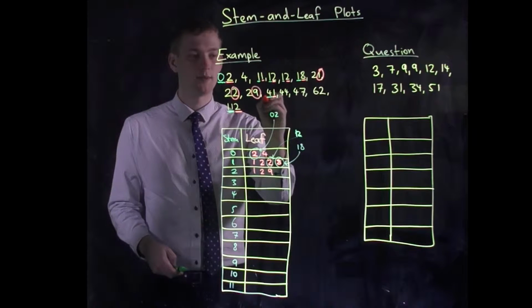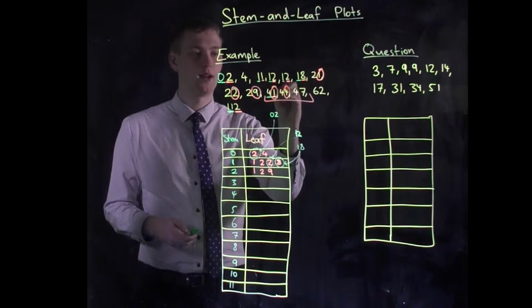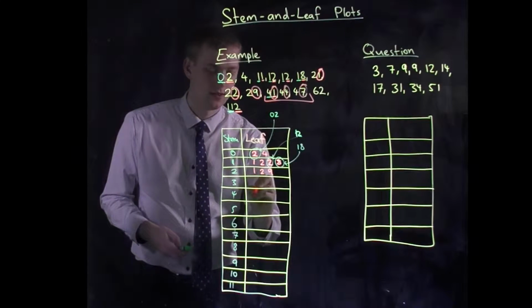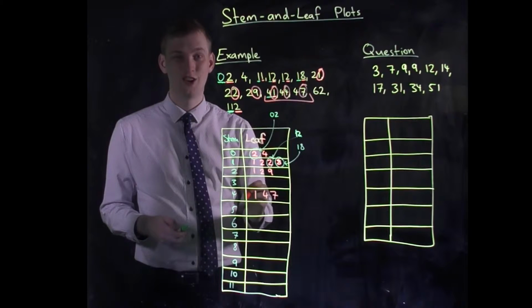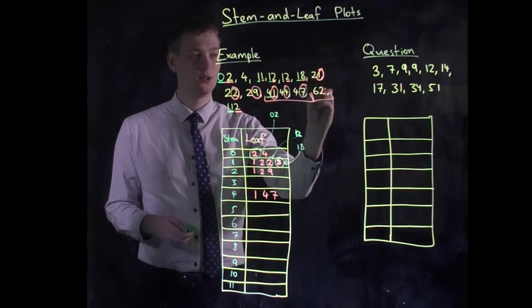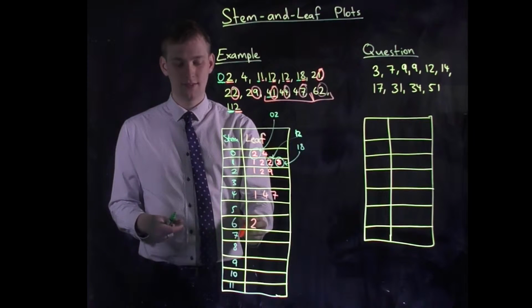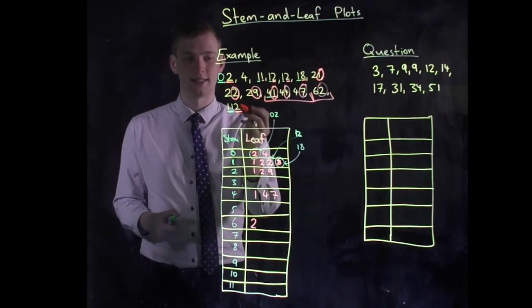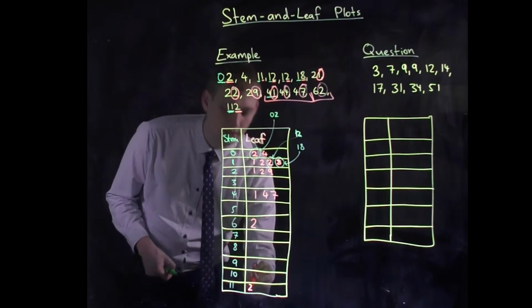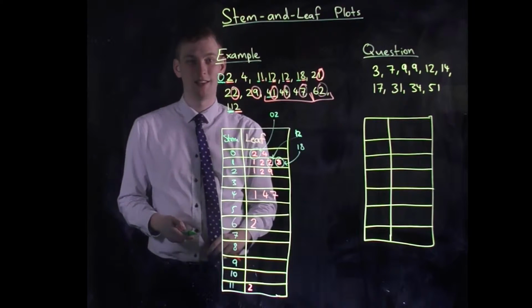We go into our 4s, and all of these have a stem of 4. And we're going to take the leaves of 1, 4, and 7. Again, no 5s, but we have the 62. We're going to take the leaf of 2. Then we have no 70s, 80s, 90s, or 100s, and then we get to our 110s. And we're going to put our stem of 2 in there. So this is how we draw a stem and leaf plot.